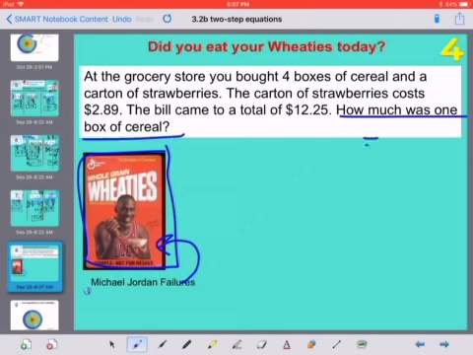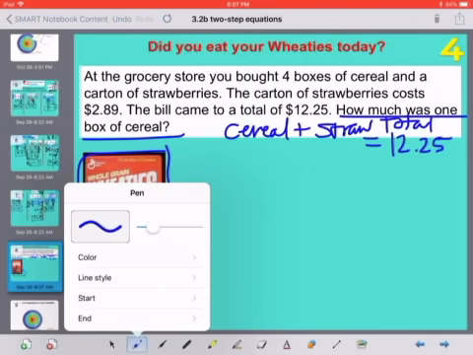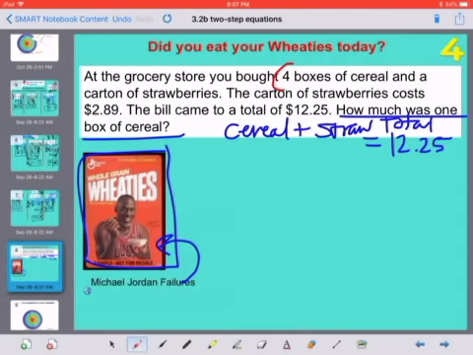Because we know the total. We know the total was $12.25. And we know we bought 4 boxes of cereal. And we bought some strawberries to equal that total. Let's take a look here. 4 boxes and a carton of strawberries means 1. If it said 3, then they would have said 3.